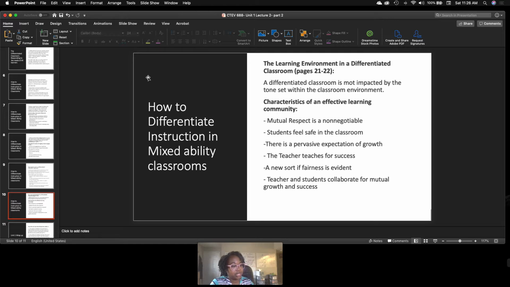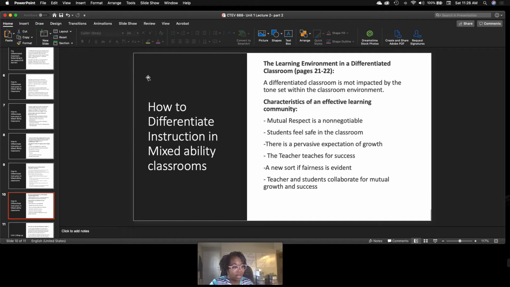So within a differentiated classroom, a learning community is imperative. You have to build a learning community kind of like we started at the very first course, where you set the norms together and have levels of agreement to what will and what won't happen. So characteristics of an effective learning community for a differentiated instruction classroom include mutual respect, which is non-negotiable. So you should be respecting them, and they too shall respect you.